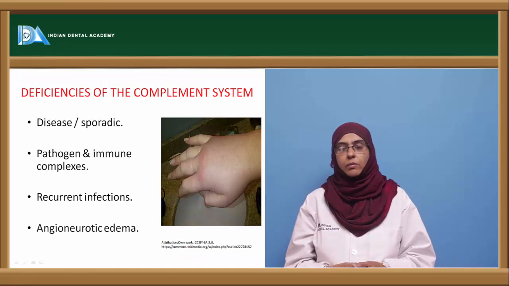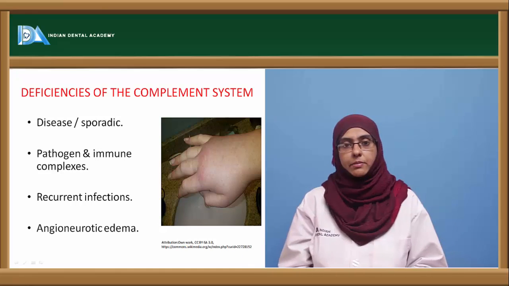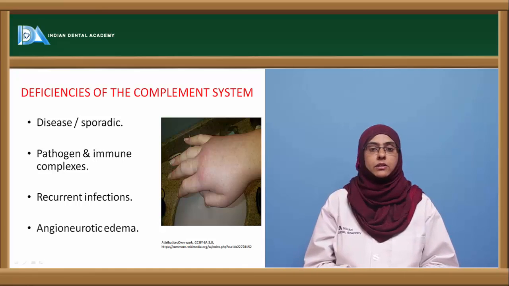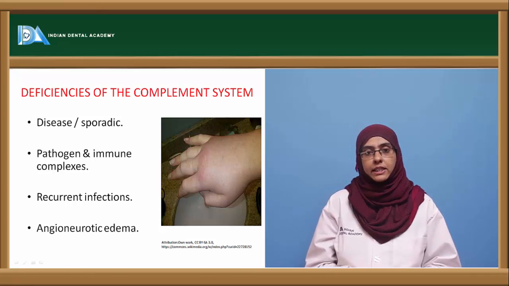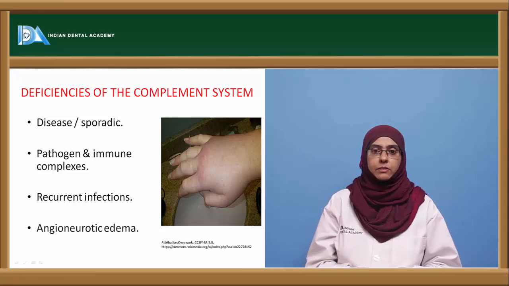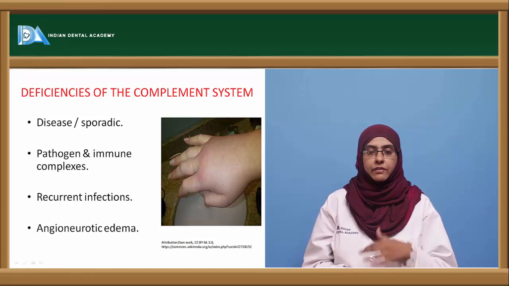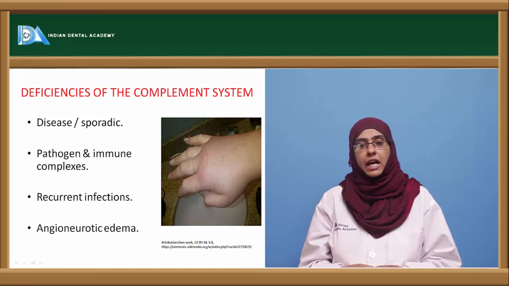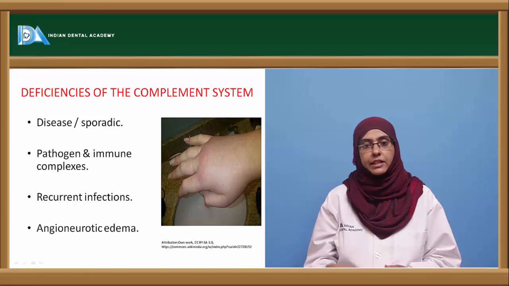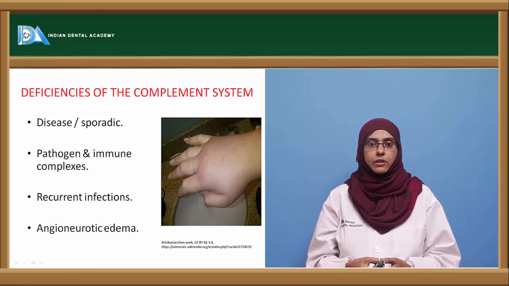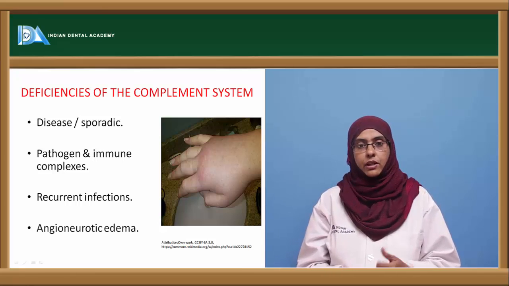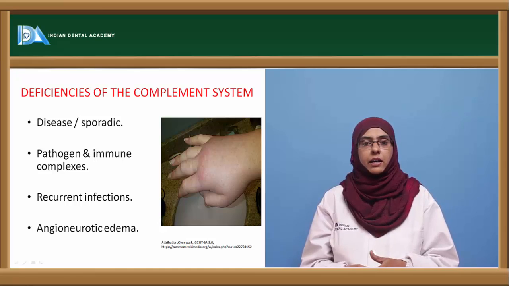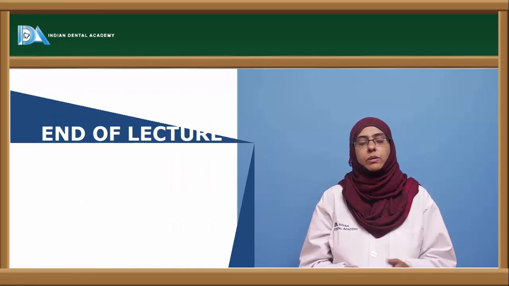And the deficiency of the complement system, when there is no complement system getting activated inside the body, can lead to many types of diseases which can be sporadic in nature. And you will not see the elimination of the organism from the body, which is very effective in the presence of the complement system. So the pathogen and the immune complexes cannot be eliminated efficiently in the absence of complement proteins, and there are recurrent infections with different types of pathogenic microorganisms, and it can lead to a genetic disorder called angioneurotic edema. So mostly this edema is seen in persons who do not have this complement system activated.